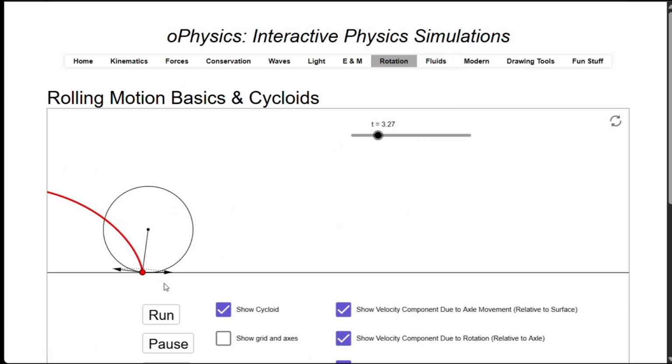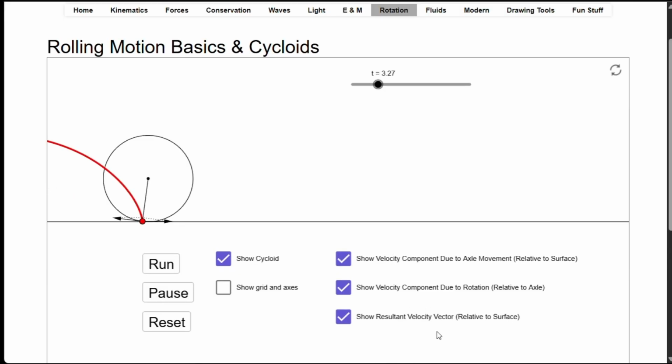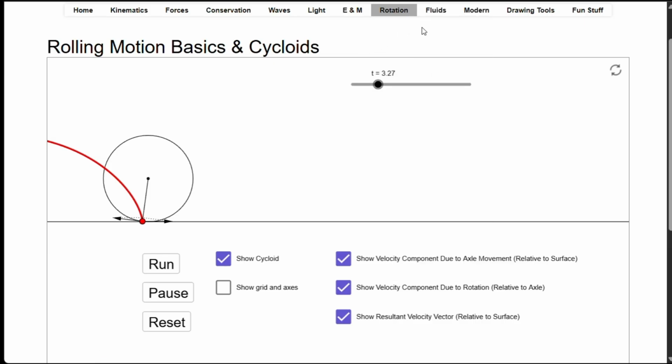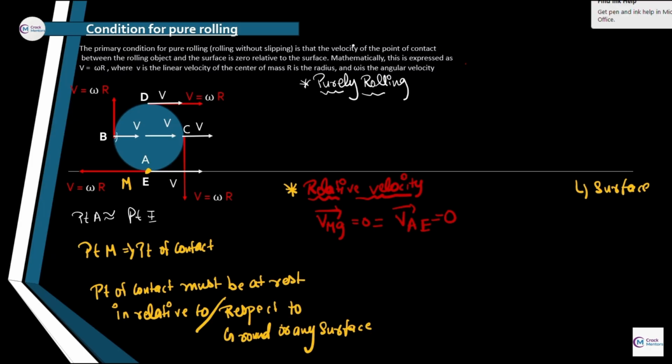Okay, and thus we are observing that here we have a rolling motion of a body, where the translational velocity and the tangential velocity due to rotation are both equal, and the resultant of them is equal to 0. Now we have observed the condition for pure rolling, and this is a very important thing that we have understood.